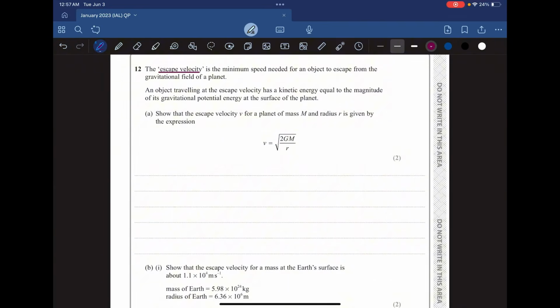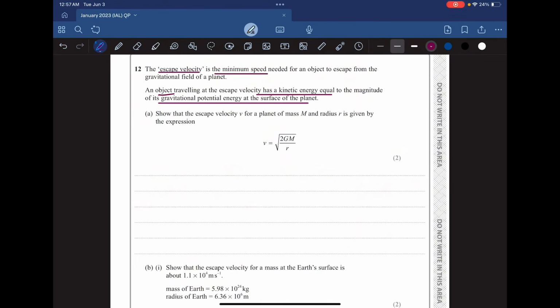Now it says the escape velocity is the minimum speed needed for an object to escape from the gravitational field of a planet. So if an object has this minimum speed, which is known as the escape velocity, it will be able to move away from the gravitational field of a planet. An object traveling at the escape velocity has a kinetic energy equal to the magnitude of the gravitational potential energy at the surface of the planet. So basically this escape velocity will have a kinetic energy value which will be equal to the gravitational potential energy at the surface of the planet.